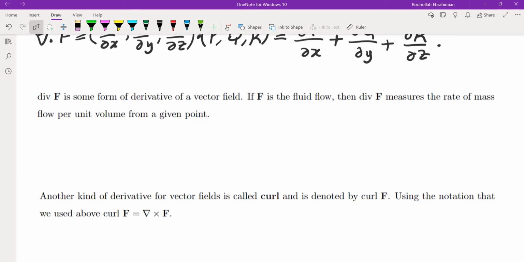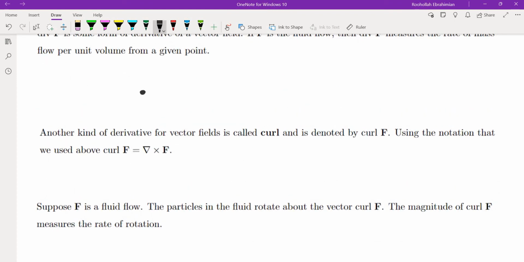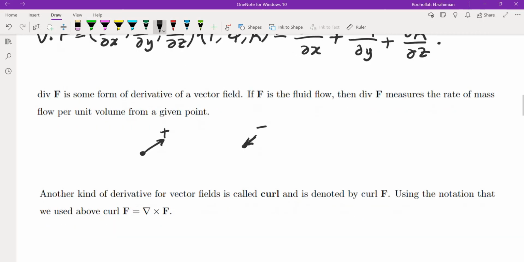Divergence of f is, as we talked about, some form of derivative of a vector field. If f is a fluid flow, then divergence of f measures the rate of mass flow per unit volume from a given point. If your fluid flow is density times velocity, this is exactly what it measures. So if the divergence is positive, it means there is a mass flow coming out of the point. If it is negative, it is going in. So that's what it means.